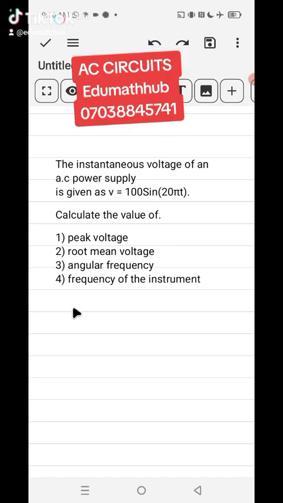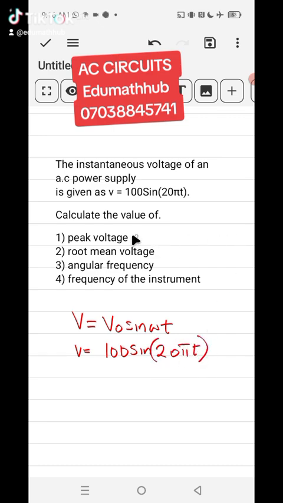Just remember that the instantaneous voltage of an AC power source is always given as V equals V naught sine omega t. This is the usual representation, the general form. Then what were we given? This one. So all you have to do is just compare the two of them.